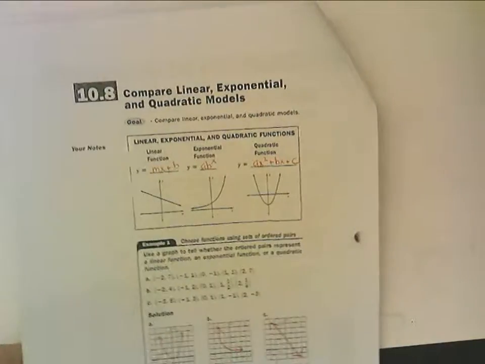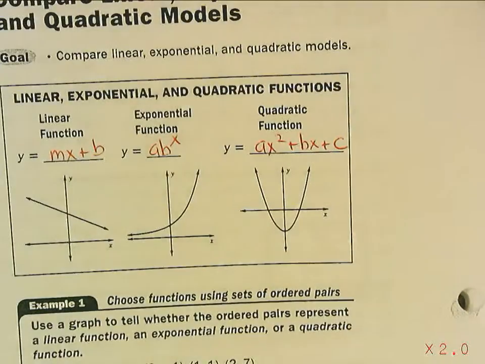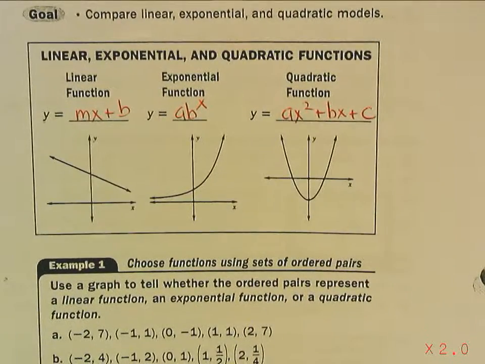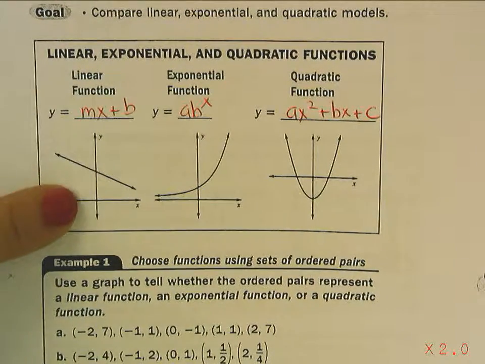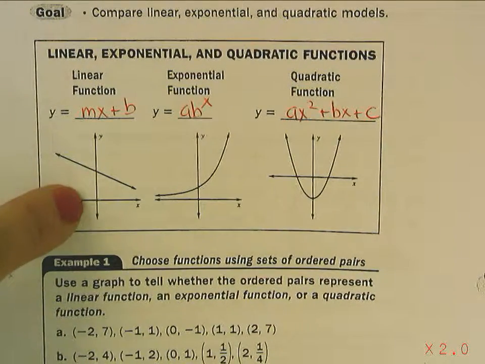Hey guys, turn to page 48, and we are going to go over three types of functions that we learned: linear, exponential, and quadratic. Now, here you see that a linear function is a straight line. We remember the equation is y equals mx plus b.